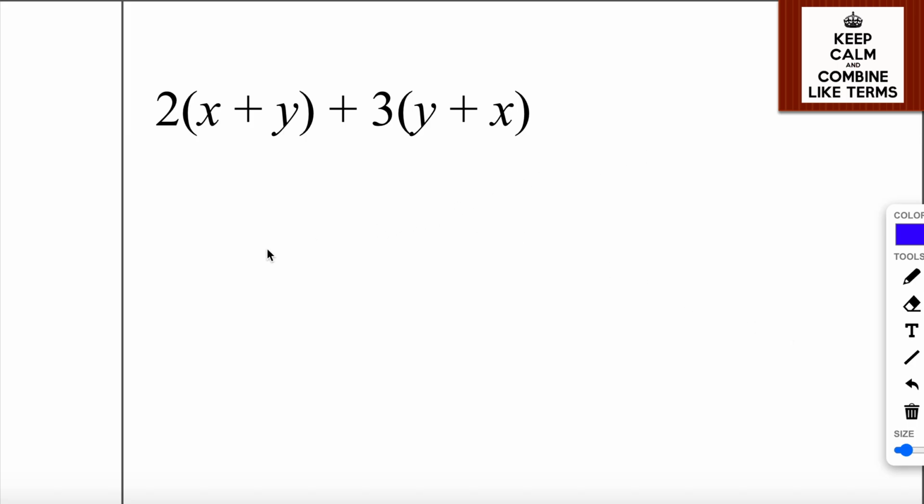Right here. Ooh, we've got 2 groups of x plus y plus 3 groups of y plus x. Really hard to simplify here when we don't exactly know how many x's and y's we have.